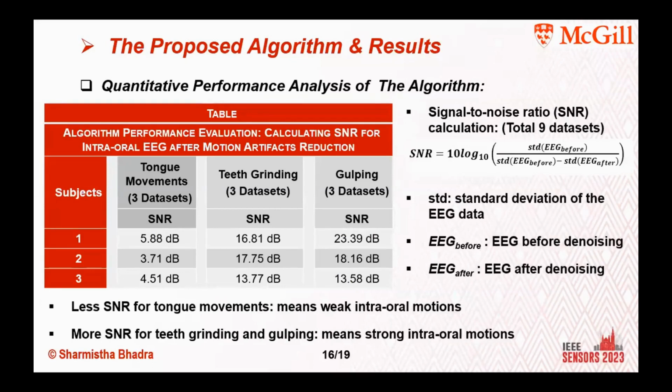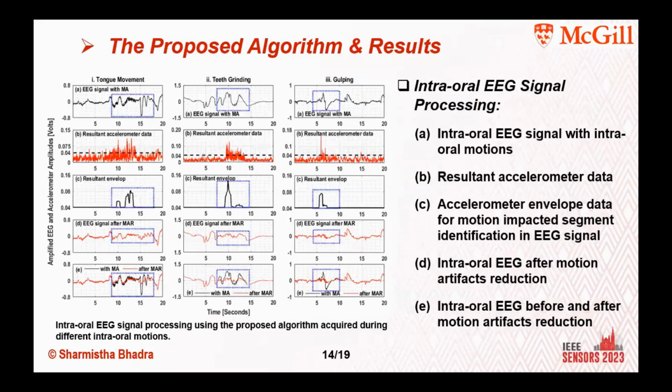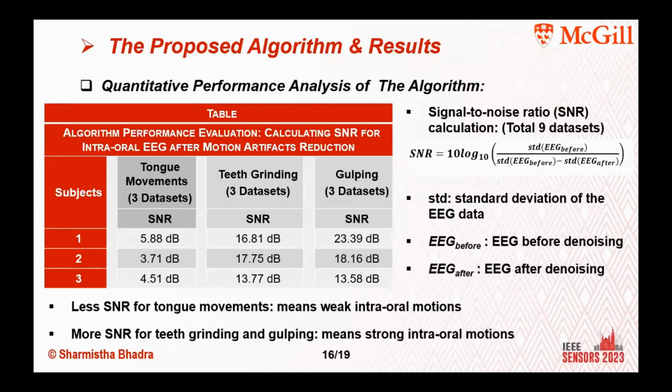We also did some quantitative analysis. This hardware was used by 3 volunteers, and from each volunteer we took 9 sets of data for 3 different types of motion artifacts. We looked at how much the signal to noise ratio changed after the motion artifact removal, because when you have motion artifact in your EEG signal, the signal to noise ratio is higher, and when you do the removal, it should reduce. You can see that for teeth grinding and gulping, the signal to noise ratio reduced quite a bit after removal, but for tongue movement, it's not much. The reason is that even in the signal with the motion artifact, you can see that tongue movement doesn't add much artifact to the EEG signal.